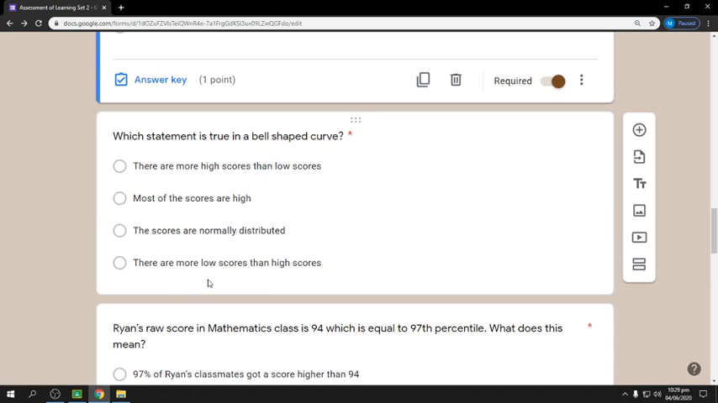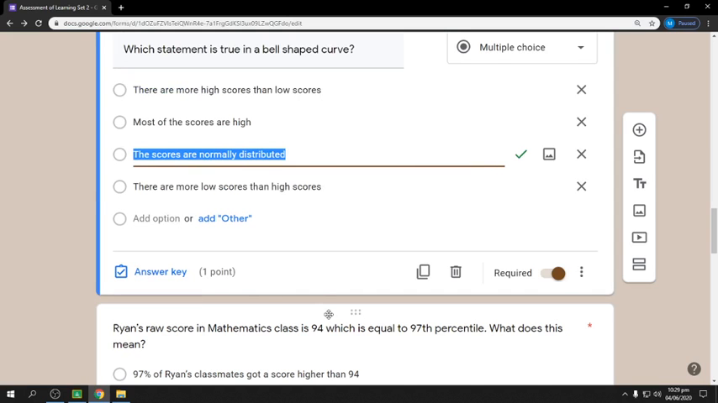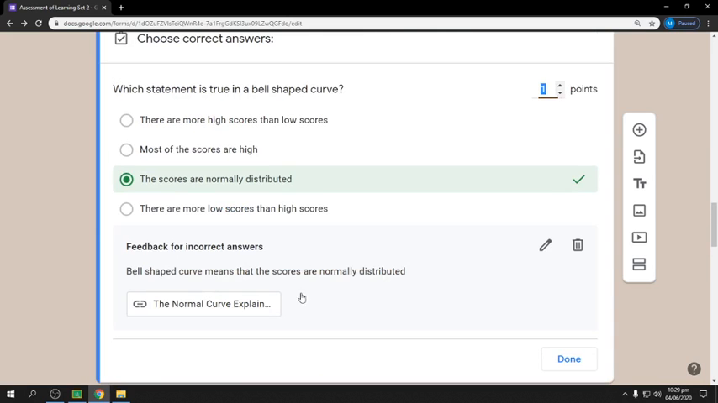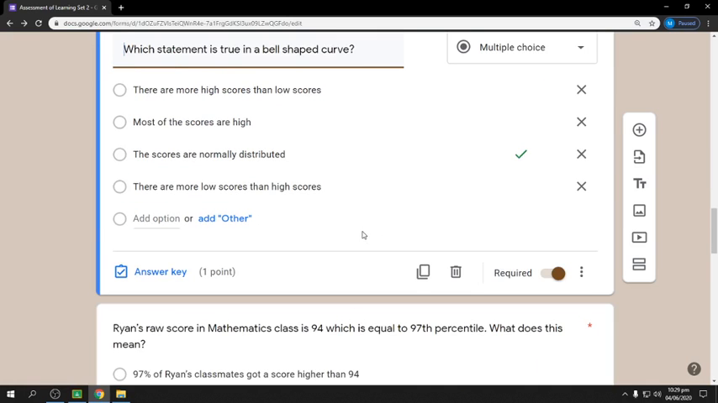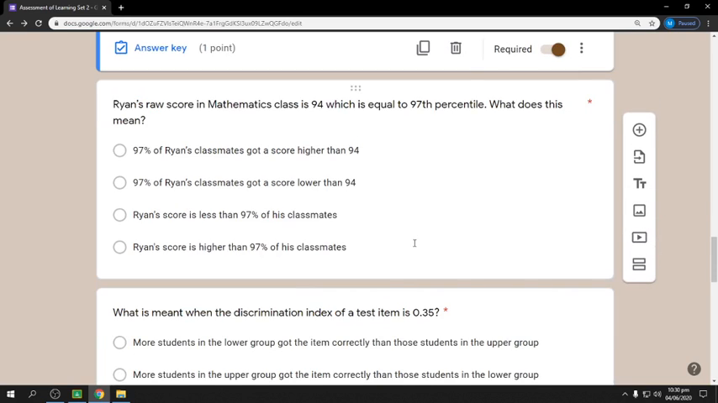There are more low scores than high scores. It's the opposite of A. However, this shows a positively skewed score distribution. So the answer would be C. Okay, there you go. The bell-shaped curve means that the scores are normally distributed. If you visit my website, you can click here for more explanation. Okay, let's move to the next question.